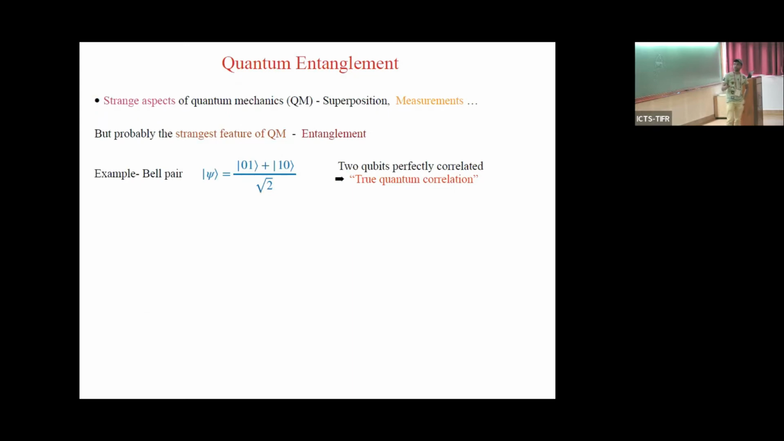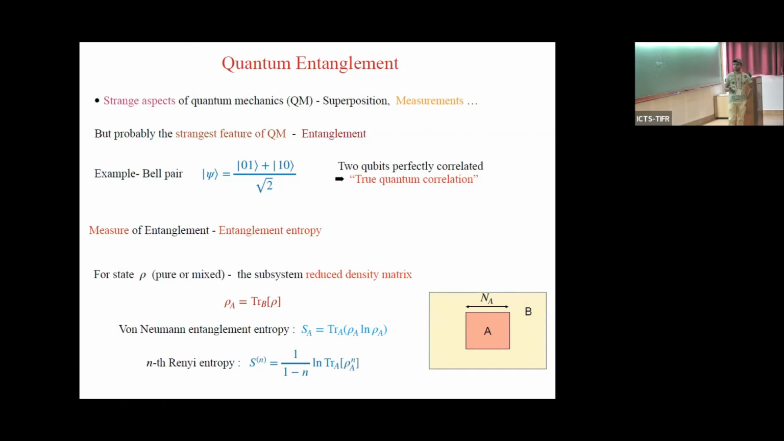Okay, we heard about quantum entanglement in the previous talk. Let's just begin from my perspective. In quantum mechanics, the strange aspects are superposition, measurement, etc. But probably the strangest is quantum entanglement. For example, you take a Bell pair state, which is a superposition of 0,1 plus 1,0. There the two qubits are perfectly correlated. This is a kind of quantum correlation.